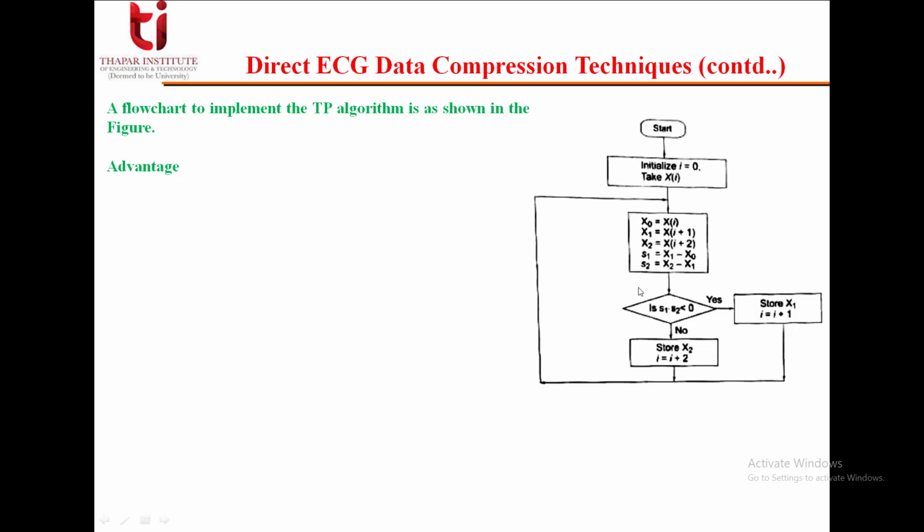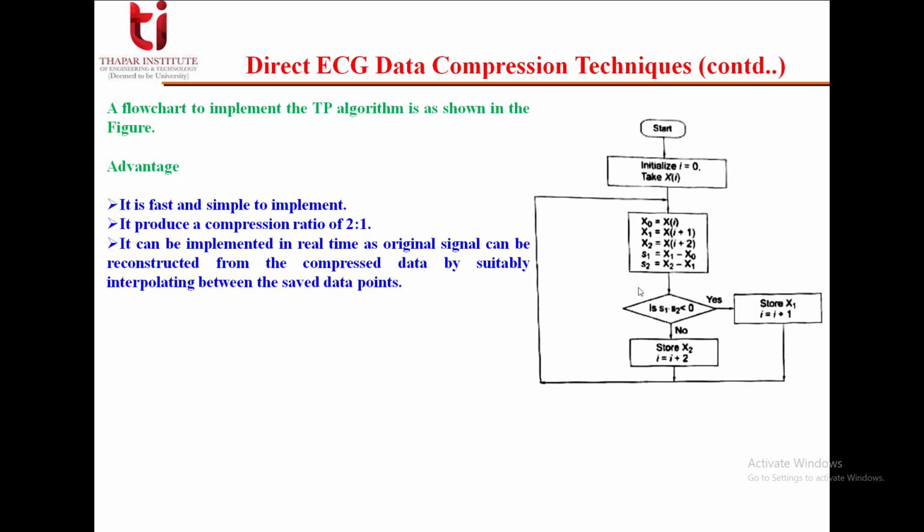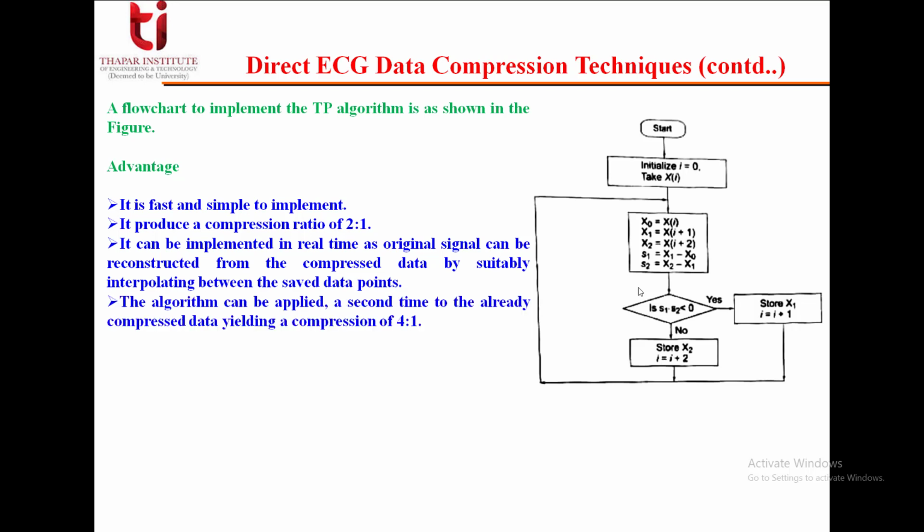Now what is the advantage of the turning point algorithm? It is fast and simple to implement. It produces a compression ratio of 2 to 1, and it can be implemented in real time, as the original signal can be reconstructed from the compressed data by suitably interpolating between the saved data points. The algorithm can be applied a second time to the already compressed data, yielding a compression of 4 to 1.